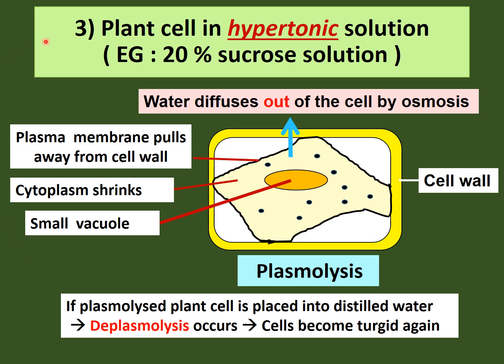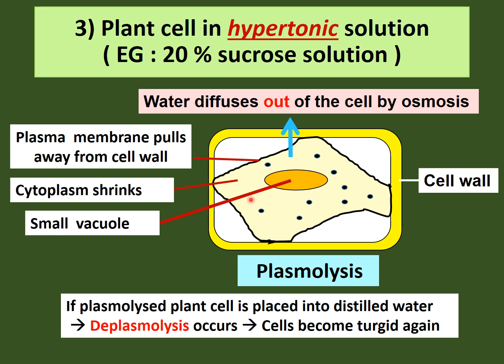Let's go on to the third solution for plant cell. Let's say you are asked this question: explain what happens when a plant cell is placed in 20% sucrose solution. Now 20% sucrose solution is definitely more concentrated than 5% sucrose solution, which is the isotonic solution to the cell sap of the plant cell. Thus, we can start our answer by saying 20% sucrose solution is hypertonic compared to the cell sap of plant cells. Thus, water diffuses out of the cell by osmosis.